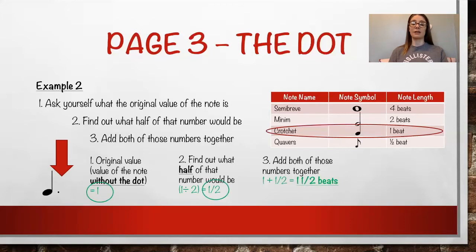Step 3 is to add both of those numbers together. So your original value, which is 1, and your half of that value, which is a half, we add those together, which gives us 1.5 beats, and your final answer would be either 1.5 or one and a half beats.